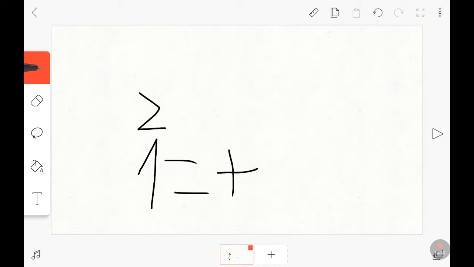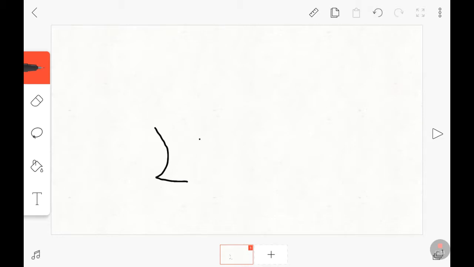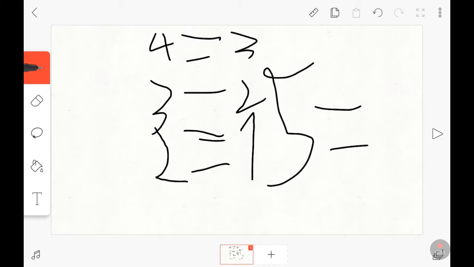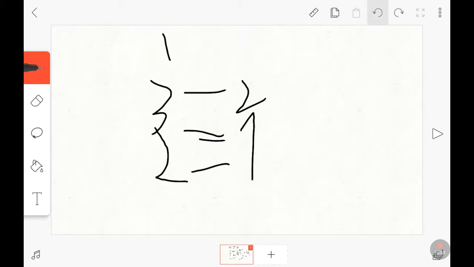You don't even need plus signs for 1. 2 equals 1, 3 equals 2, 4 equals 3, and 5 equals 4, and so on, etc. And that was only the addition part.